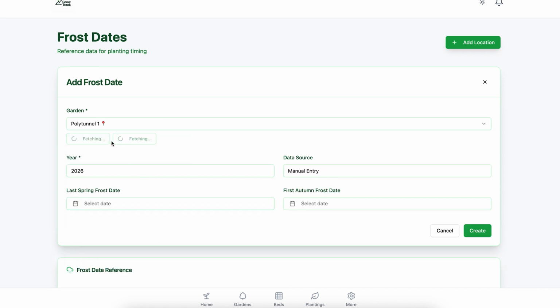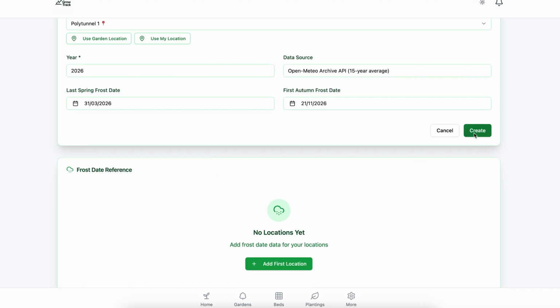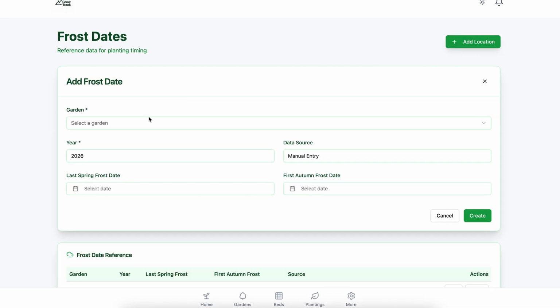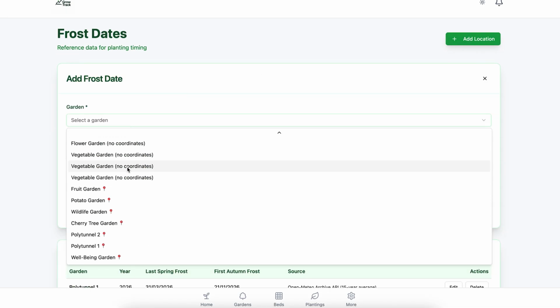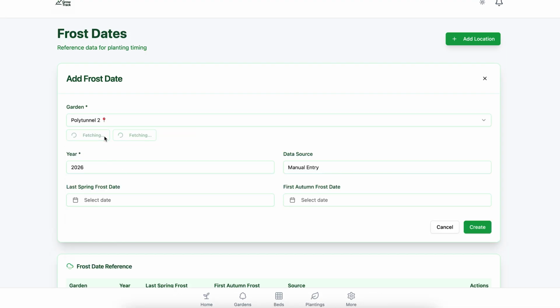It is important to understand frost dates are useful. They influence planting decisions. They shape alerts and warnings. They help explain why GrowTrack suggests waiting or acting. Frost dates do not force decisions. You stay in control. Some gardeners push boundaries, some prefer caution. GrowTrack supports both approaches by making risk visible.